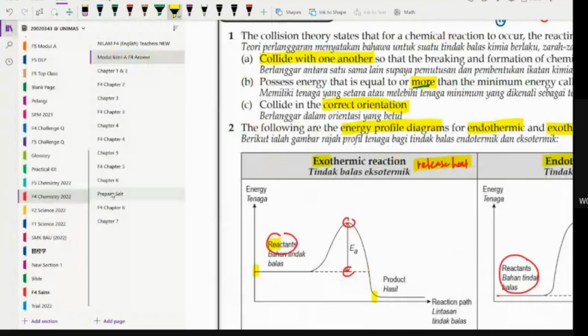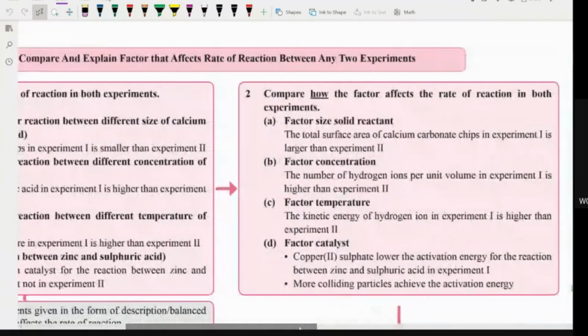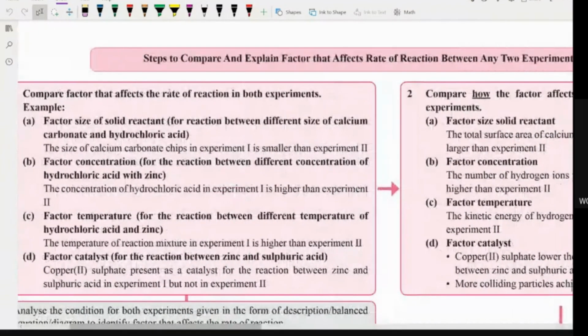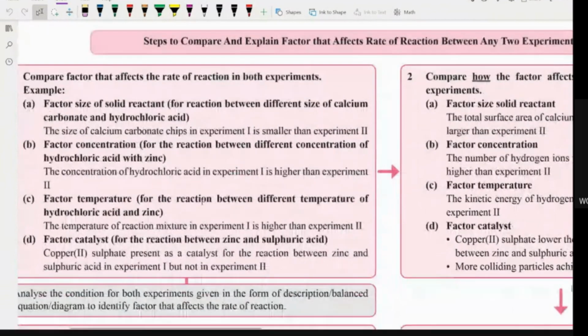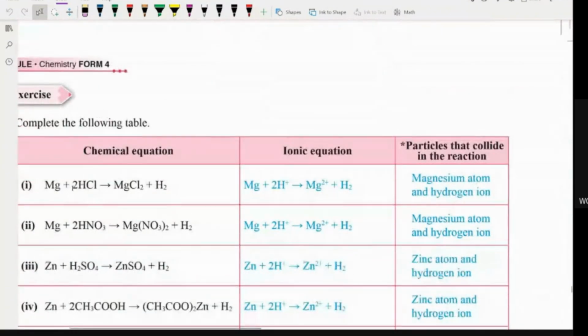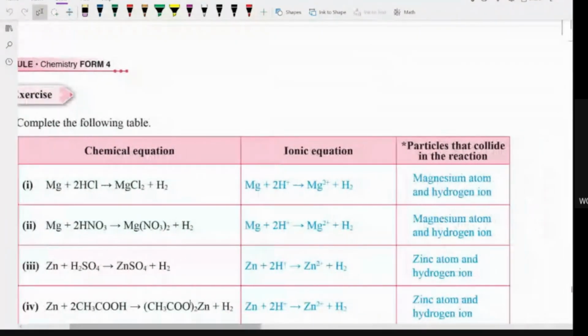Now we look into the steps to compare and explain the factors that affect the rate of reaction between two experiments, using the collision theory. Before we look into the explanation here, I would like you to look into another one. There is one thing I would like you to focus on, which is the ionic equation. Do you still remember how to write the ionic equation correctly?